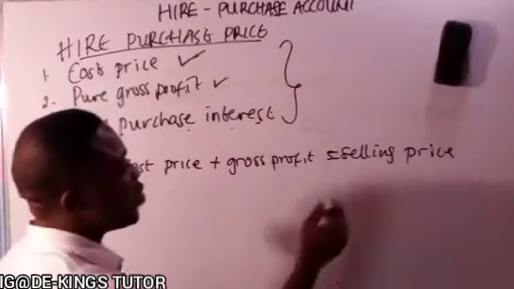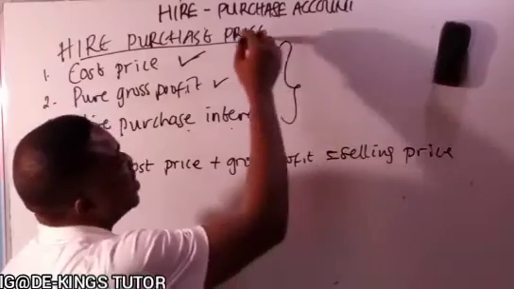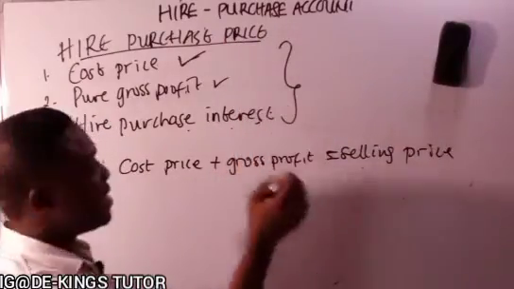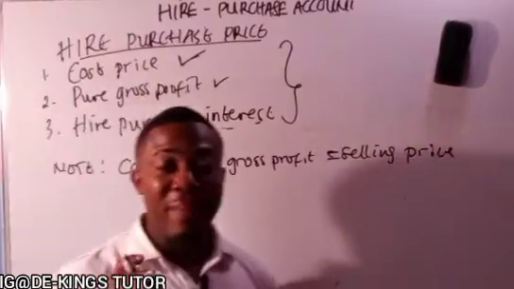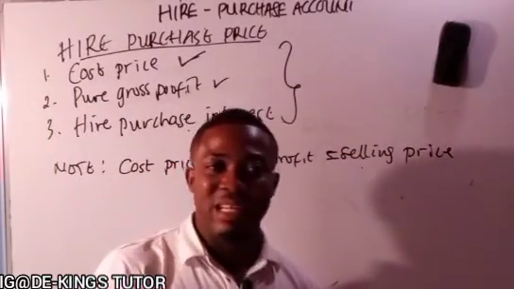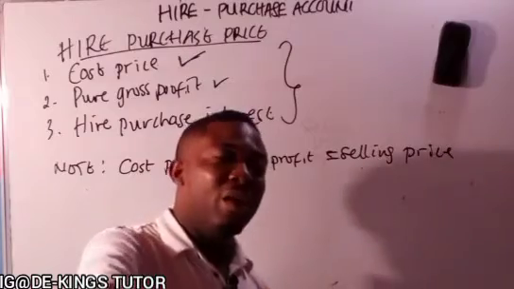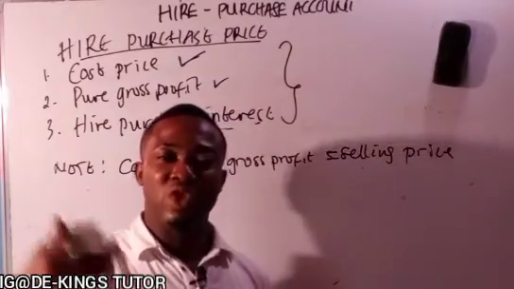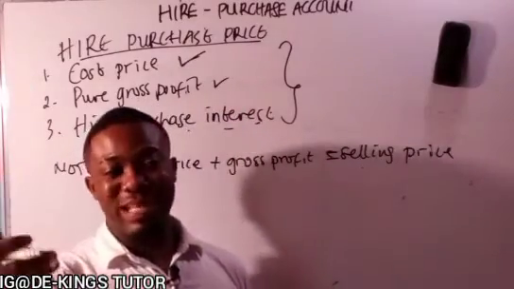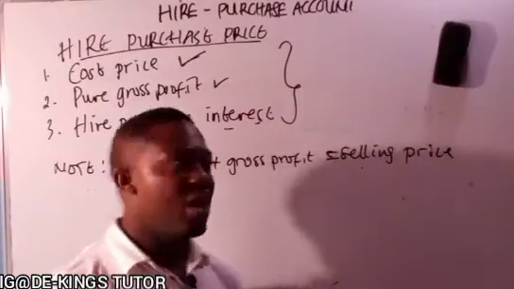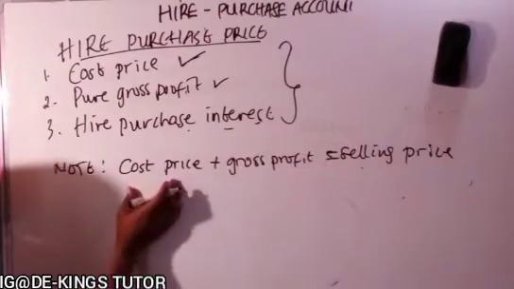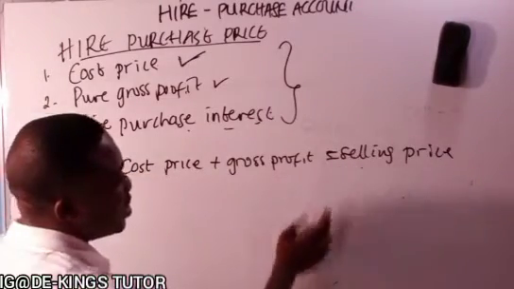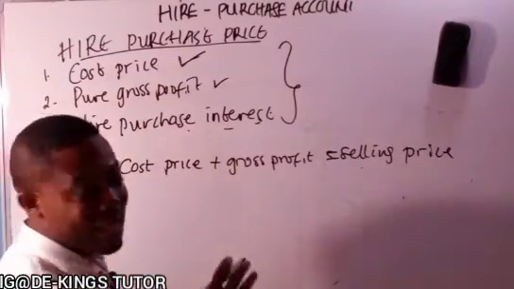So the difference between the selling price and the higher purchase price is this interest that was attached because the payment was not made immediately. The payment is made within a specified period of time in which installment amounts are being paid at intervals. That's the interest. Note that the cost price plus the gross profit is equal to the selling price. That's the cash selling price.